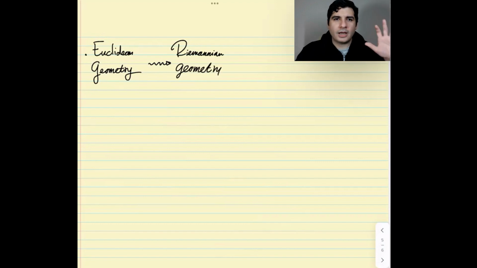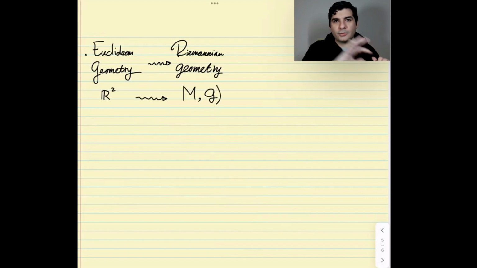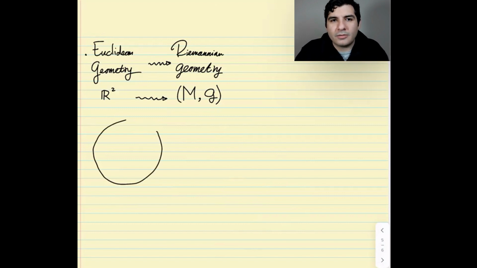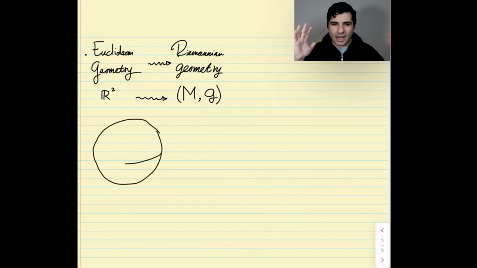If we want to extend the notion of straight lines from R2 to Riemannian manifolds, let's say M and g, the pair M and g is a Riemannian manifold, this is the correct way to define what the equivalent of a straight line should be.